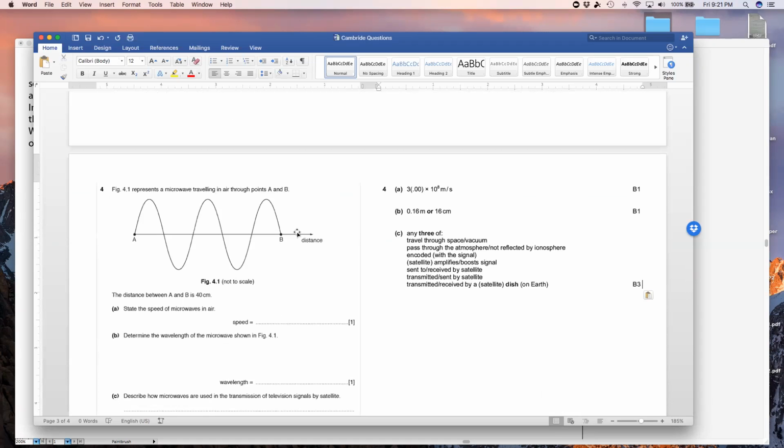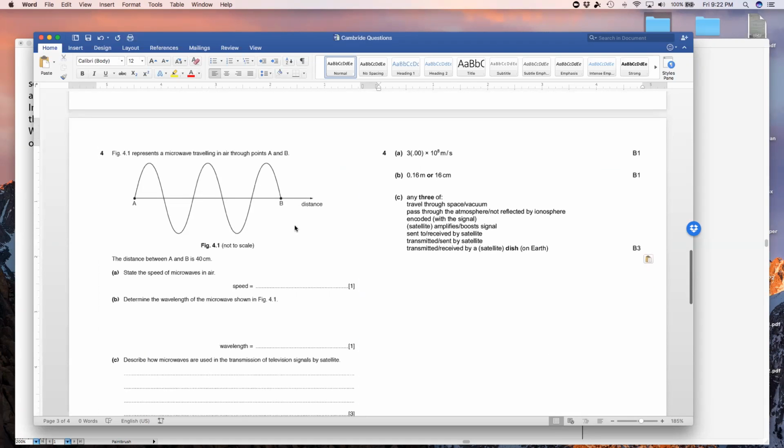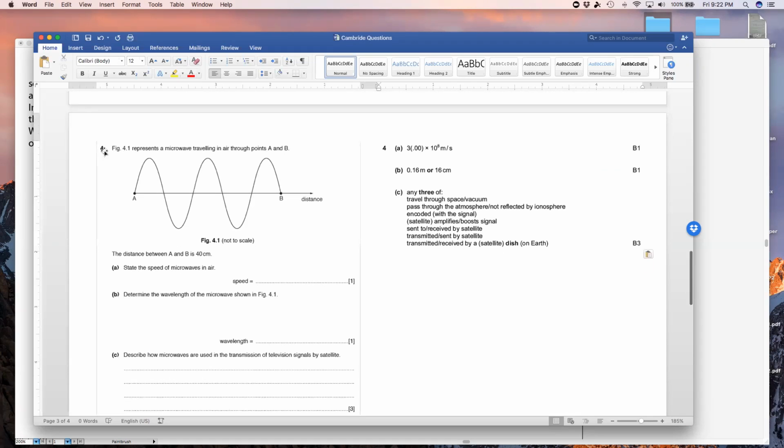And I want to look at this question here. Figure 4.1 represents a microwave traveling in air. And they're giving you the distance between A and B, it's a microwave, right? And they're telling us the distance A to B is 40 centimeters. And they're asking us, state the speed of the microwaves. Again, because the microwave is part of the electromagnetic spectrum, the speed of the microwave would be 3 by 10 to the 8, right here. Then, determine the wavelength. In this case, we want to find the wavelength of the microwave.